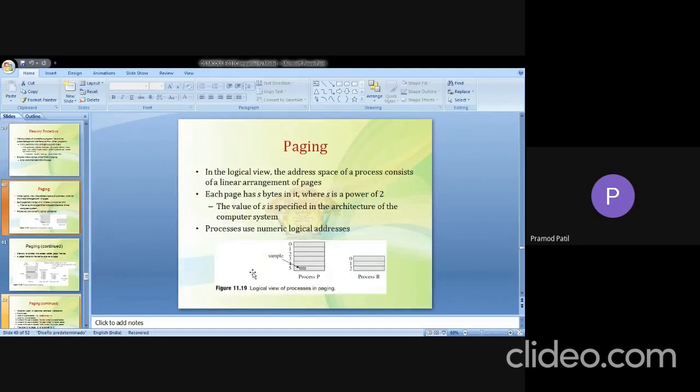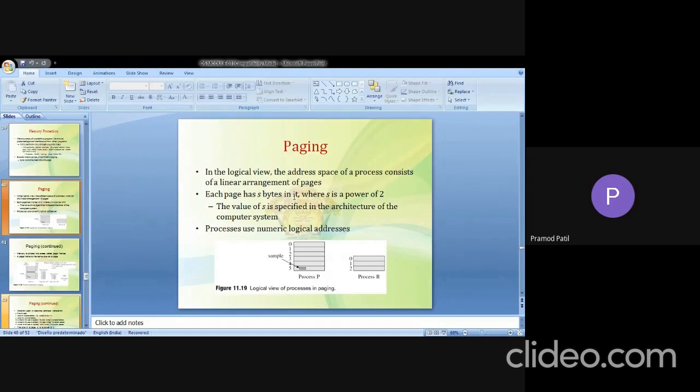Right, so this is how the paging is. Here the upper and lower limits are specified, so within this area you are going to have your data available. The logical view of the address space of the process consists of a linear arrangement of pages. So this is the linear arrangement of pages.